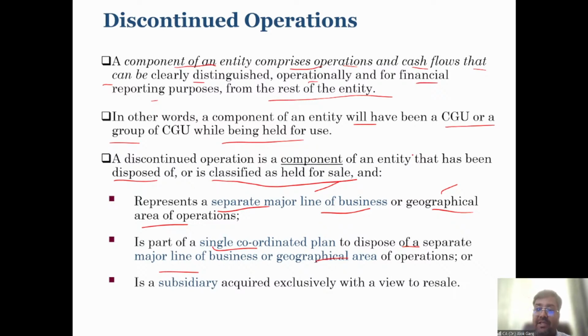Which represent a separate major line of business or geographical area of operation, or is a part of a single plan to dispose of a major line of business or geographical area of operation, or it is a subsidiary. Just remember two things: discontinuation of a separate major line of business or geographical area of operation, not discontinuing immediately, whether it is a part of a plan to discontinue a major line of business or geographical area of operation, or it is a subsidiary which is acquired for sale. Simple, right?